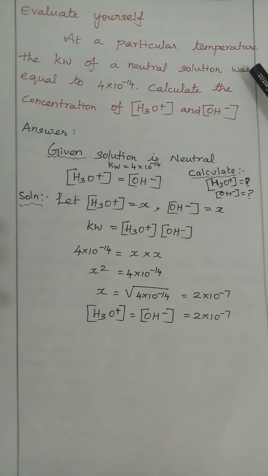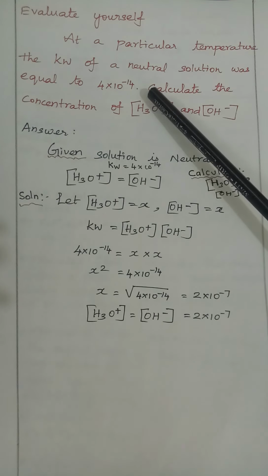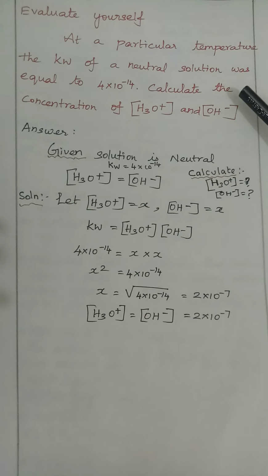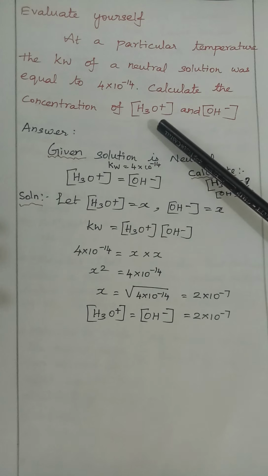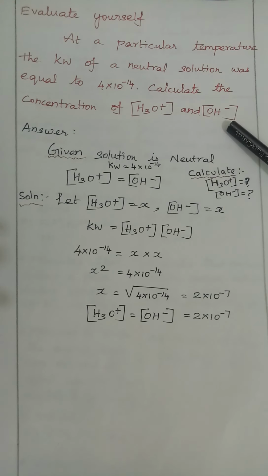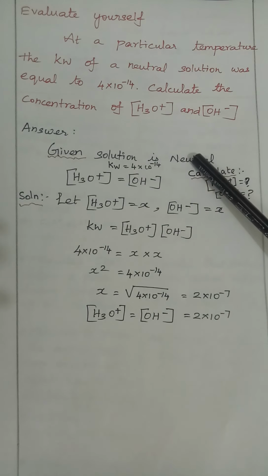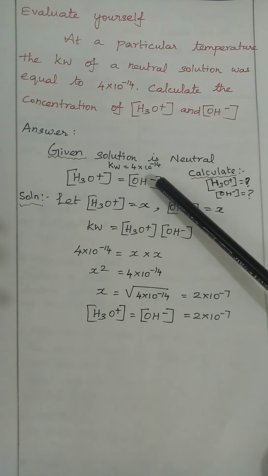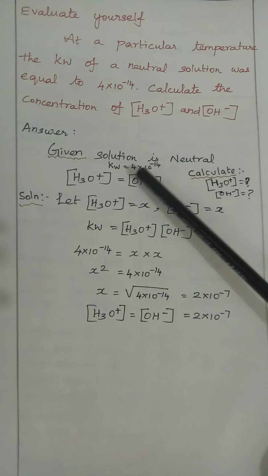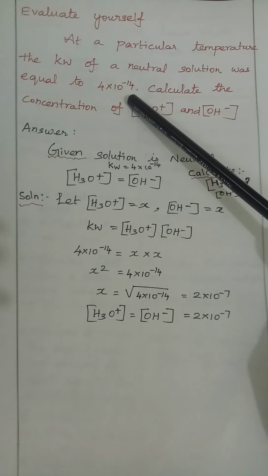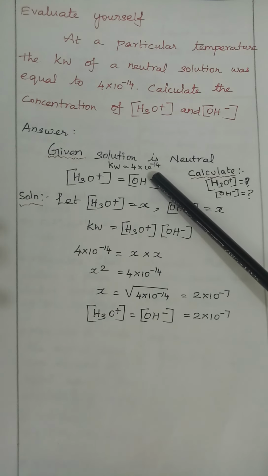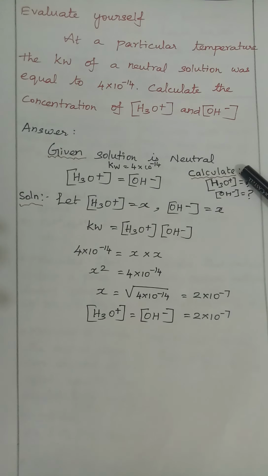At a particular temperature, the Kw of a neutral solution was equal to 4 × 10^-14. Calculate the H3O+ concentration and OH- ion concentration. What is given? The solution is neutral. The solution is neutral, that means what? H3O+ concentration is equal to OH- ion concentration. The value for Kw is 4 × 10^-14. We have to calculate the H3O+ ion and OH- ion concentrations.